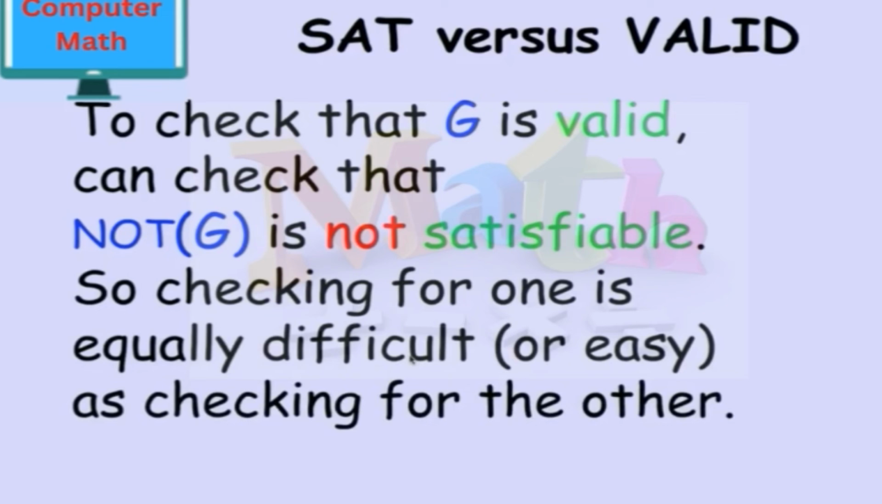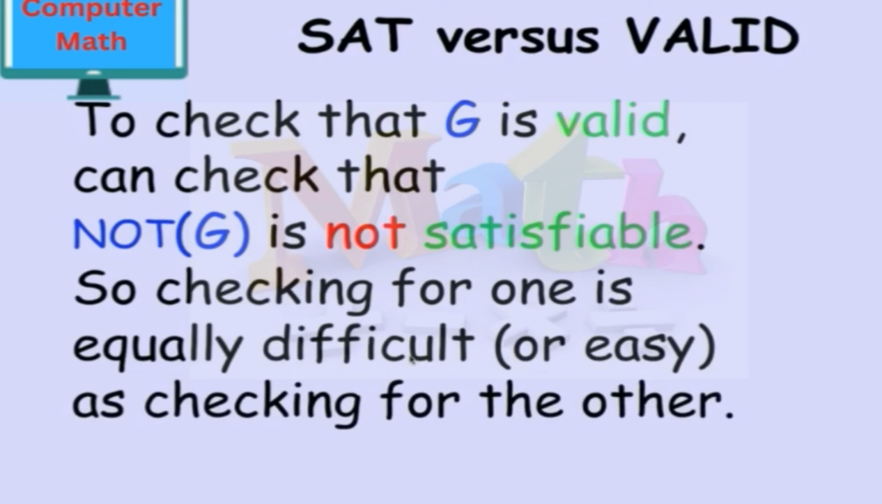That's the SAT problem. By the way, very closely related to SAT is validity, because if I wanted to know whether a formula G is valid, well, valid means that it's always true. That means its complement, not G, is always false, which is the same as saying its complement is not satisfiable. So to check that G is valid, all I need to do is check that not G is not satisfiable, and vice versa. Not G is not satisfiable if and only if G is valid.